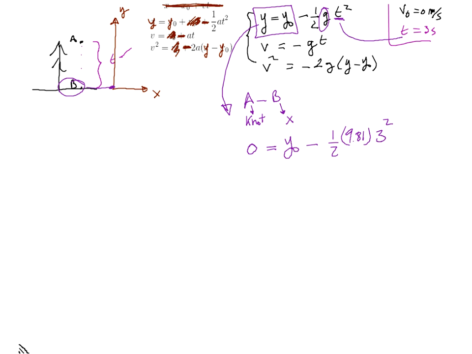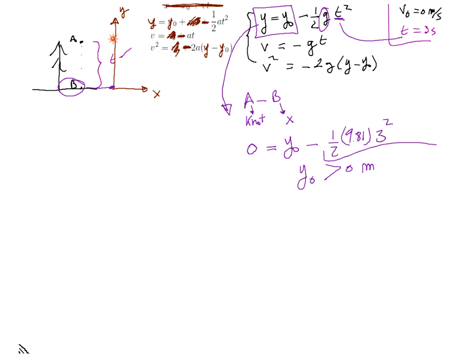Does that make sense? Justin? Excellent. Now we solve for Y naught, and obviously this will be positive, whatever this number is. It has to be positive because Y naught is above the x-axis.